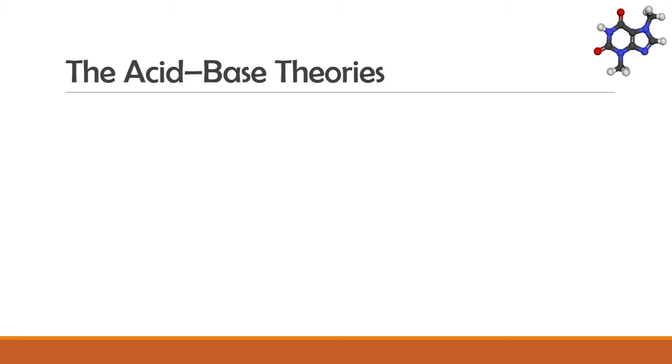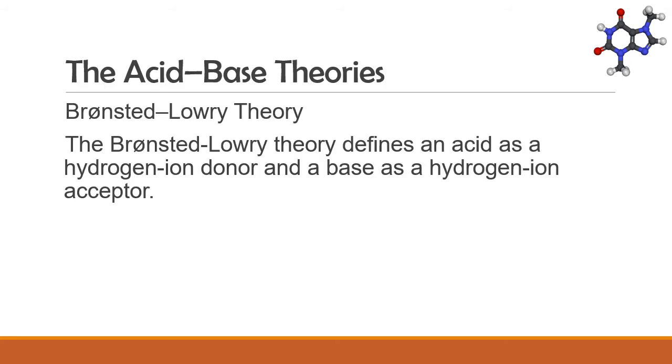Now let's go to the next theory. The Bronsted-Lowry theory defines an acid as a substance that donates a hydrogen ion and a base as a substance that accepts hydrogen ions. In this example, ethanoic acid releases its hydrogen atom, which is accepted by water. The water then becomes a hydronium ion. We learned in the Arrhenius theory that hydronium ions make a solution acidic.